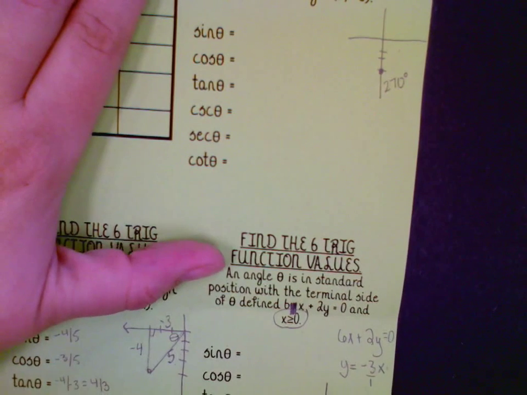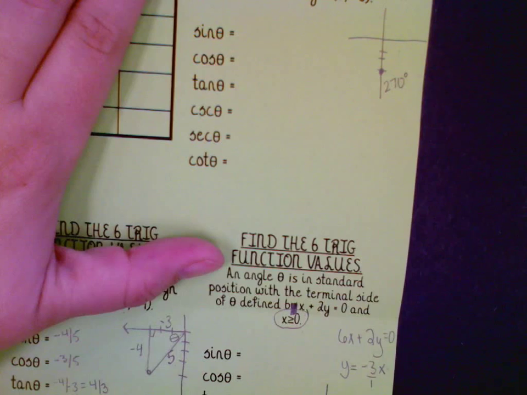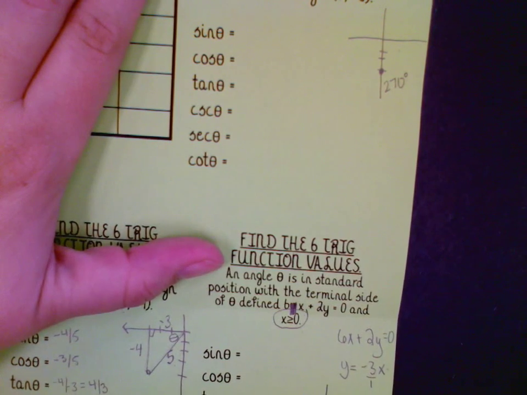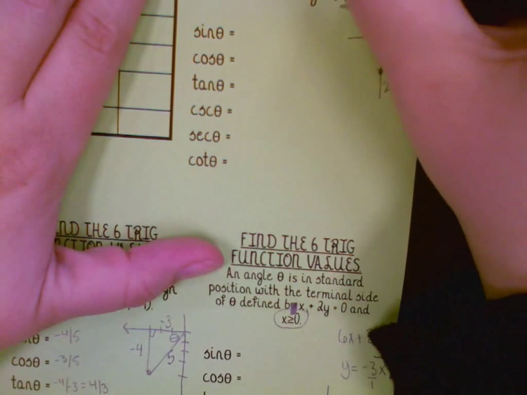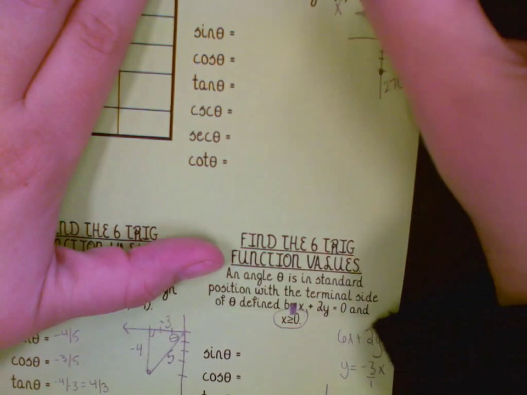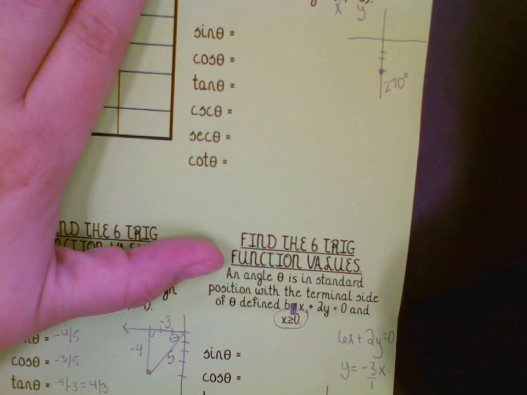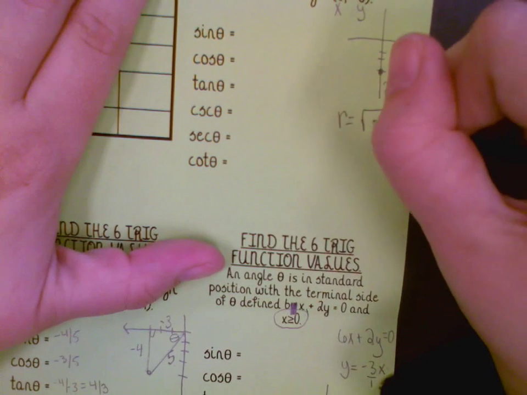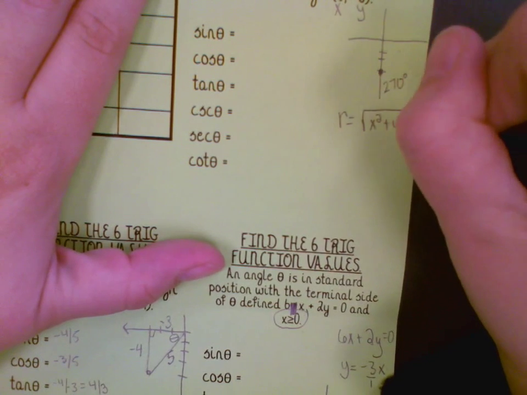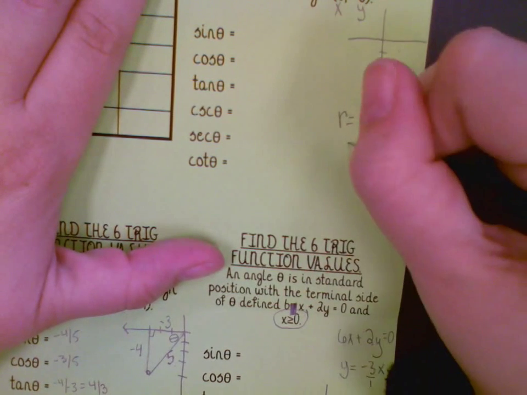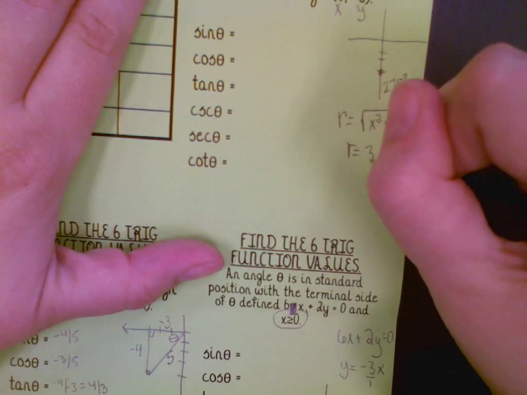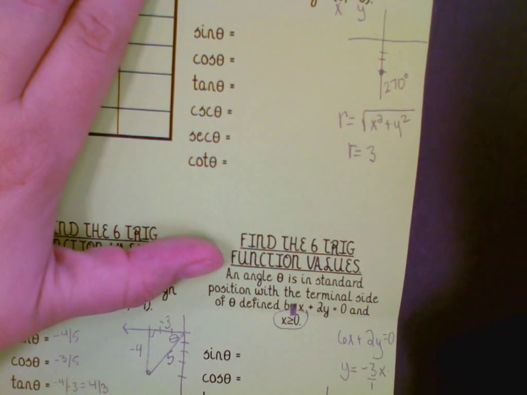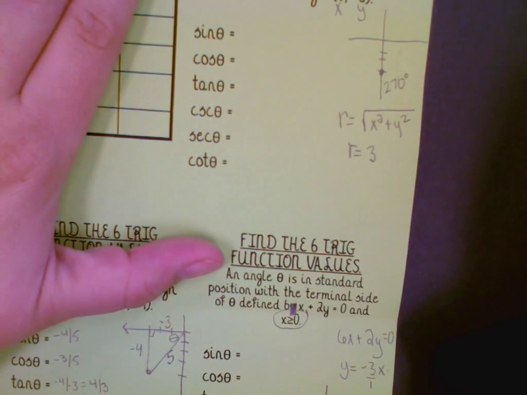You can use the definition of sine, cosine, and tangent in x, y, and r to find them, because we know the x and y values, and then we can plug into the Pythagorean theorem with those values to find r. If we do that, we end up with r being 3. And if you don't believe me, pause the video and do the math.